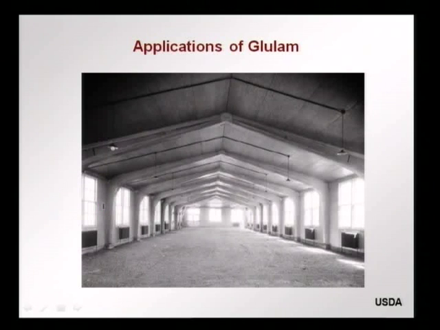You can have portico frames. These are frames again made out of glue lam. This is a picture from the USDA document. You see here, this is now all made out of glue lam instead of individual pieces put together at the site. This whole element comes ready to assemble or put in place.